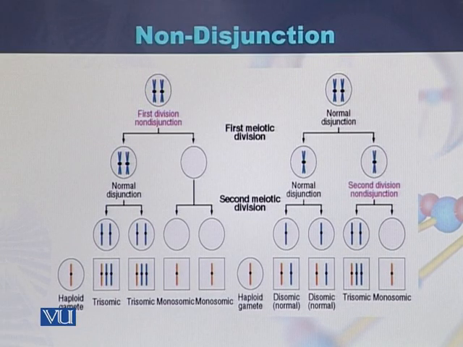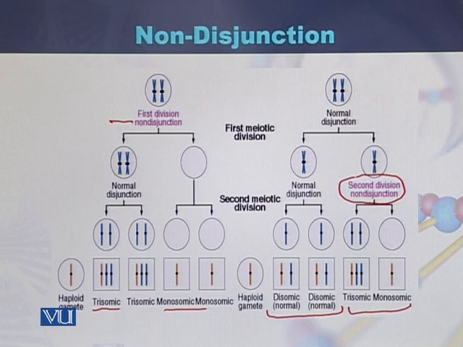In this diagram we can see that if non-disjunction is during the first phase, then the cells produced will be trisomic and monosomic. Two of the cells are trisomic, while the remaining two cells are monosomic. On the other hand, if the second division has non-disjunction, then these cells are the normal ones, while these two cells are either monosomic or trisomic.